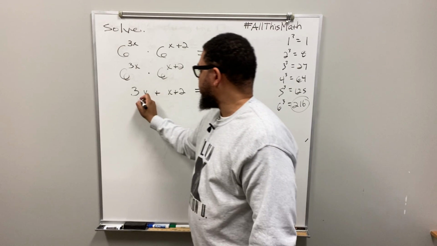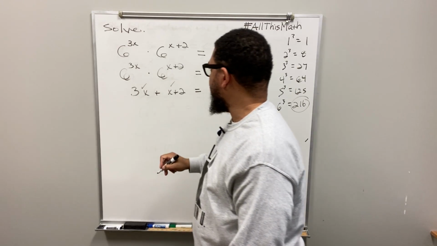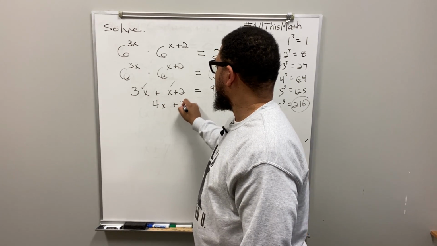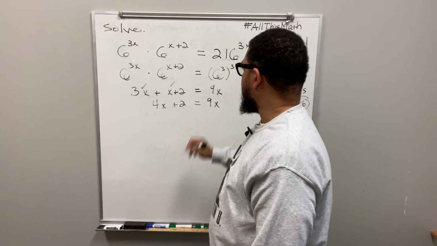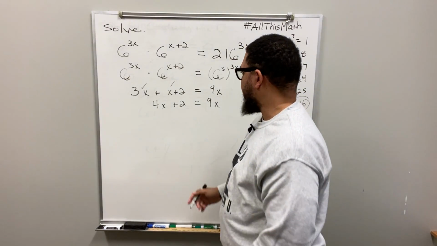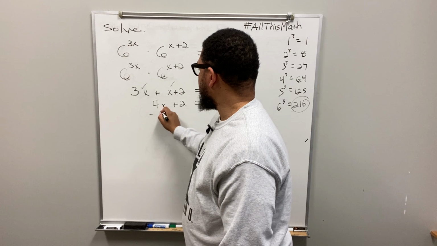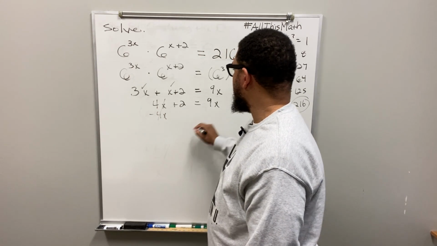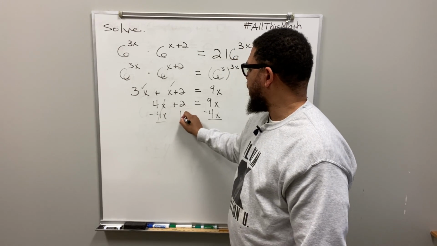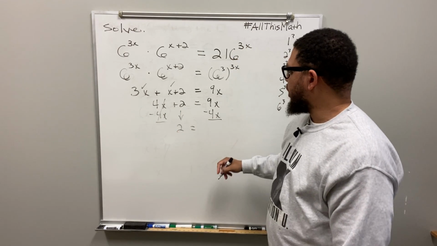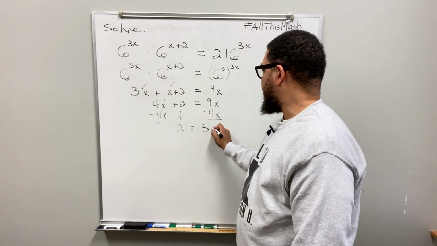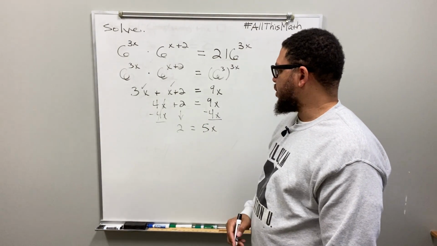We need to combine like terms. That's a like term, and that's a like term. 3x and x is 4x plus 2 equals 9x. And I need to get my x's all on one side, right? So what I'm going to do is minus 4x on the left, boom. And minus 4x on the right. I bring the 2 down. 9 minus 4 is 5. So 9x minus 4x is 5x.